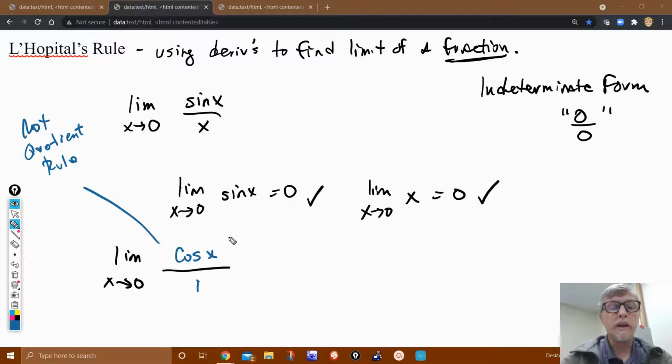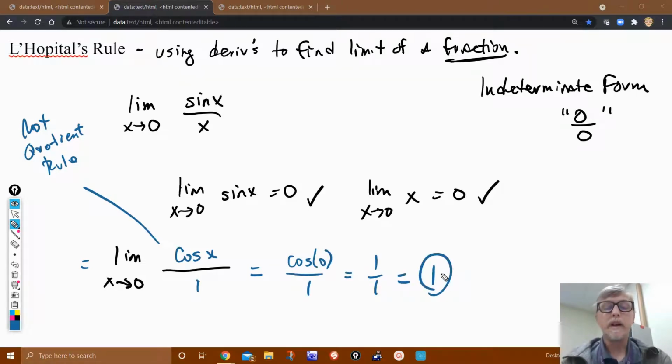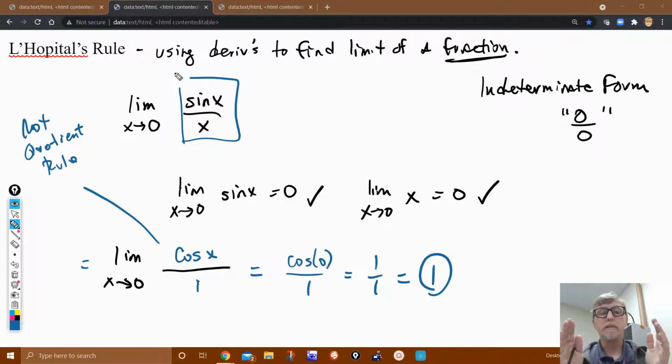So now what I can do is I can say that this limit is equal to this limit, and I can find the value of the limit of the cosine of x as x approaches 0, which is the cosine of 0 divided by 1, which is 1 divided by 1, and the answer is 1. And certainly if you were to graph this function, you would see that the hole in the graph, the removable discontinuity, is at the location x equals 0 and y equals 1. Okay? So why did this work out?